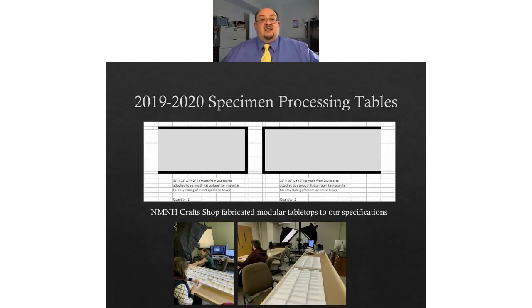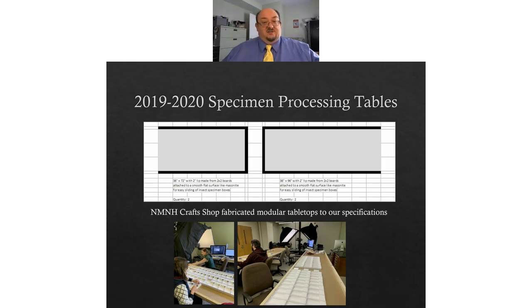For this, because I was not satisfied with the improvised table tops from the first study, I actually had the NM&H Craft Shop fabricate modular tabletops for us using masonite with 2x2 inch wood mounted to it. So it created a 2 inch lip, which is perfect for our unit trays. I had two fashioned that were 6 feet, and two that were 8 feet. Those were placed on the tables and joined with two-sided Velcro so that we could literally move them around, but it didn't increase the weight very much.